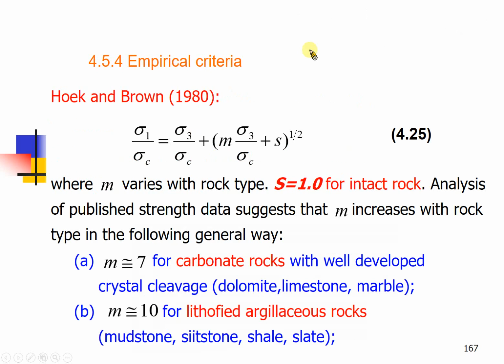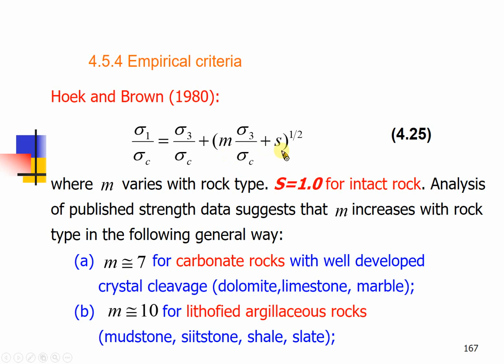You already learned this several weeks ago. I tell you the Hoek and Brown failure criterion will be the most commonly used failure criterion for rock mechanics. Okay? The Hoek and Brown failure criterion is expressed in terms of sigma 1 and sigma 3, and you have some parameters. The most important parameter is sigma c, which shows you the uniaxial compression strength. And you will have the m and s.